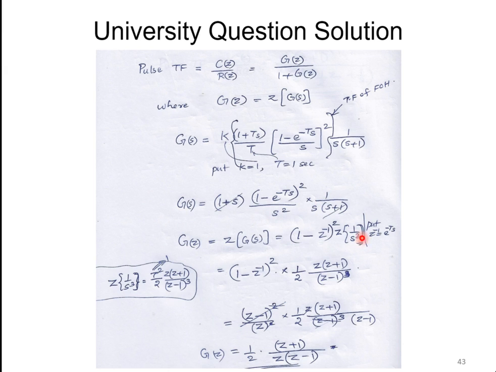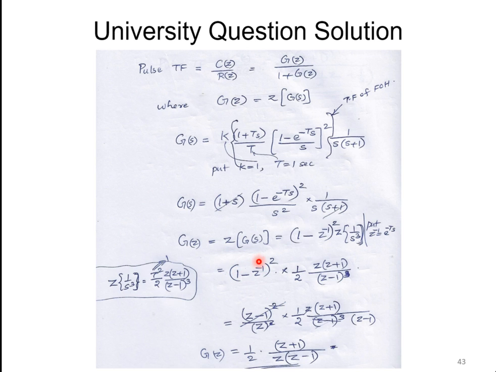So what is the Z transform of 1 over s cube? That is actually the parabolic input, that is r of k by 2. Okay, so the Z transform of 1 over s cube will be equal to T square by 2 into z plus 1 by z minus 1 the whole cube. Okay, so 1 minus z to the power minus 1 the whole square into 1 by 2. As T is equal to 1, it is 1 by 2 into z plus 1 by z minus 1 the whole cube. So here, if I multiply inside the bracket by z, it is z minus 1 by z.